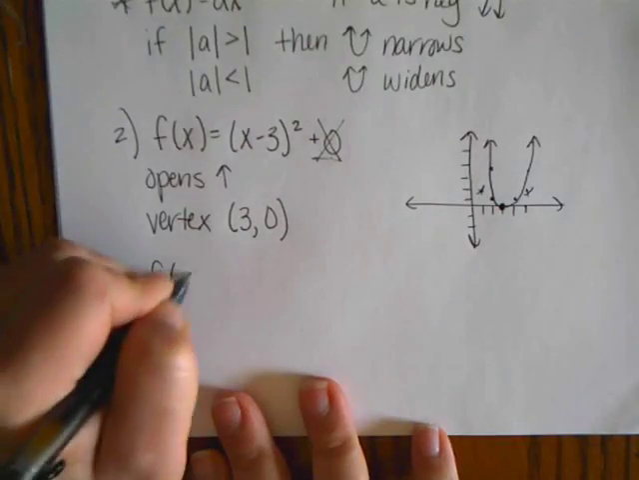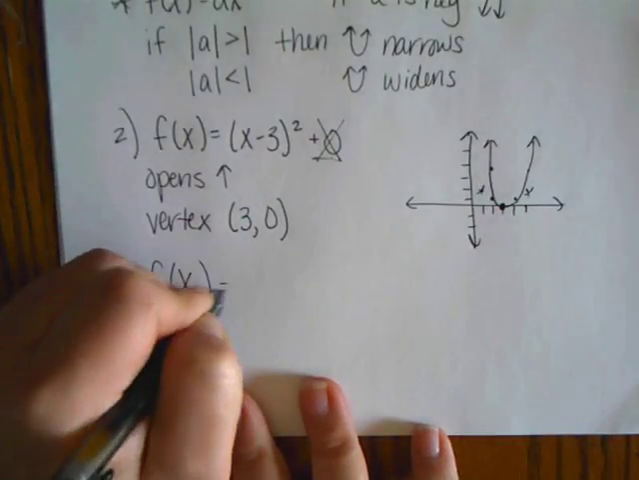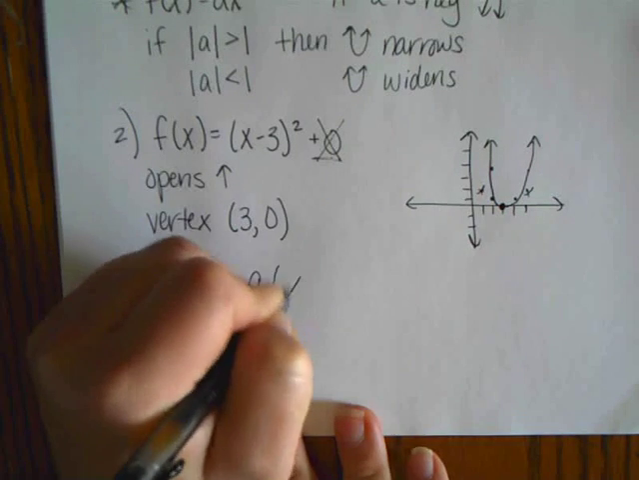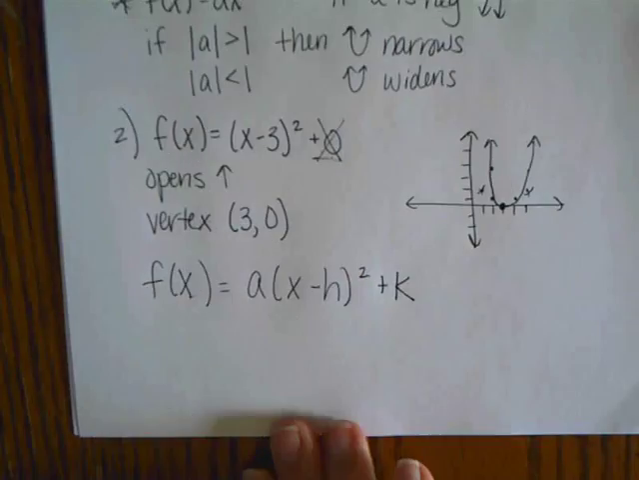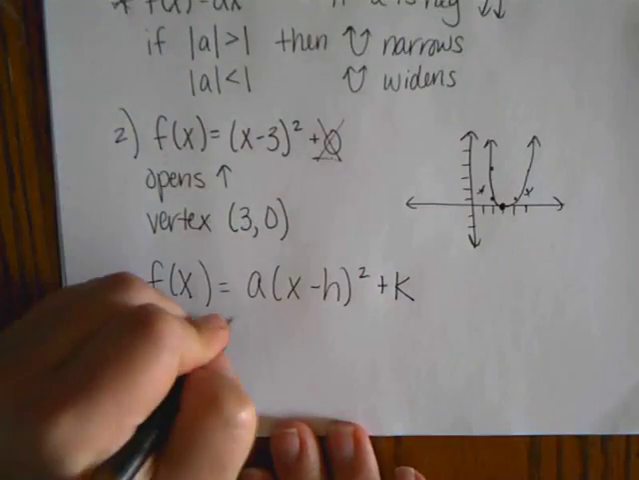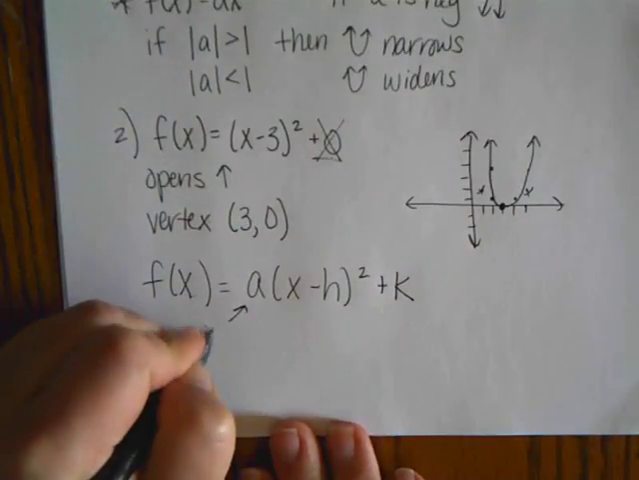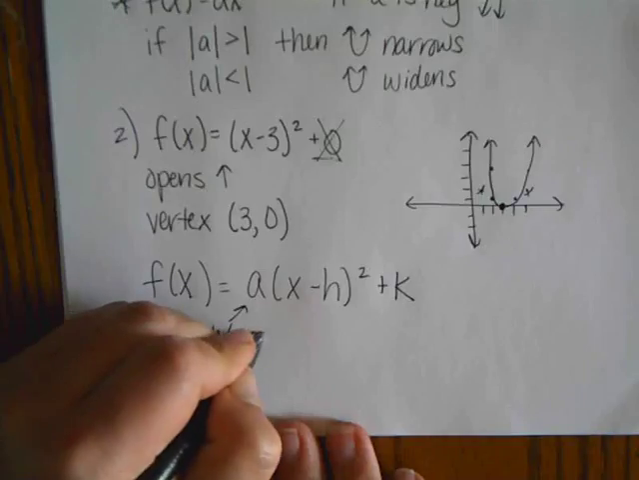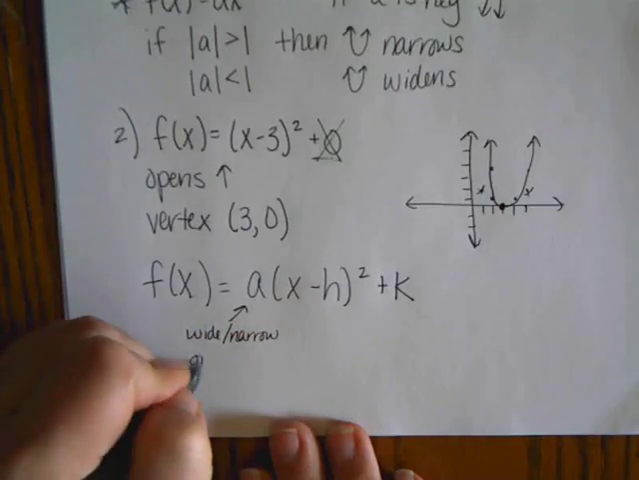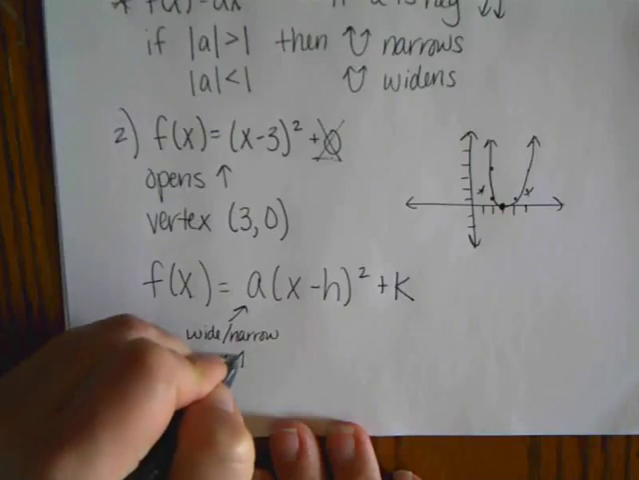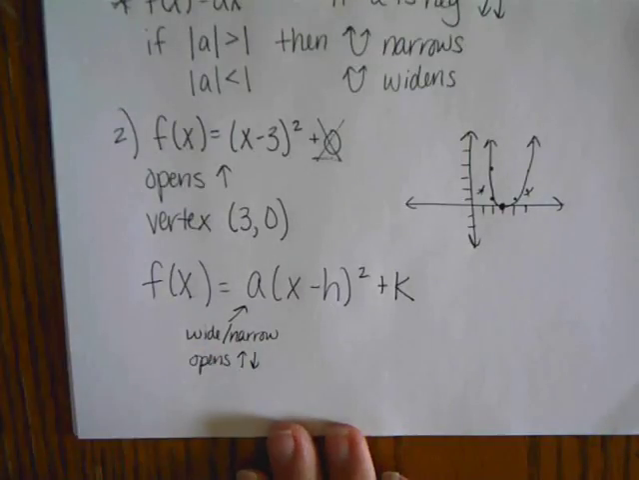So the generic formula is a times the quantity x minus h squared plus k. Now a tells us how wide or narrow the graph is going to be, and it also tells you if it opens up or down, depending on if it's positive or negative.